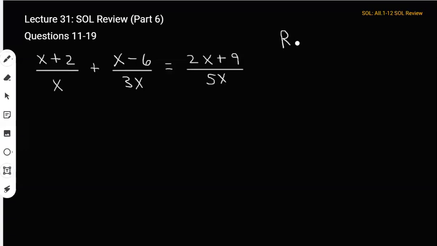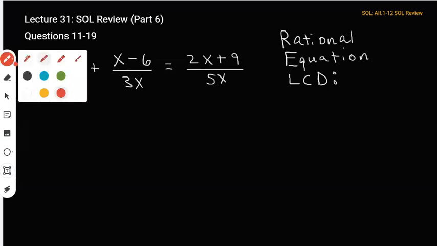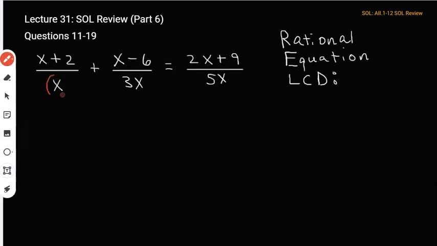So this is a rational equation. And you can tell that it's rational because it has a bunch of fractions. So what we want to do is find the least common denominator, the LCD. So what I'm going to do is circle all of the denominators. We've got x, 3x, and 5x.